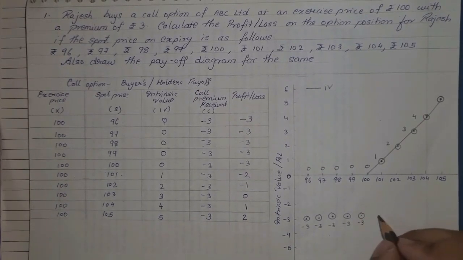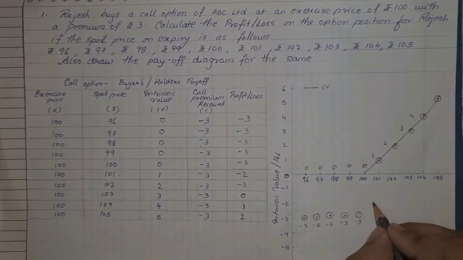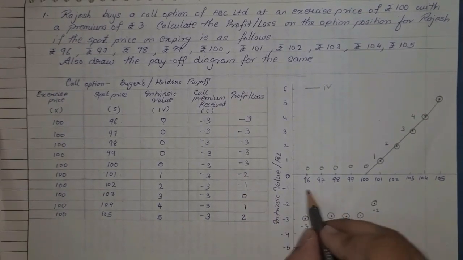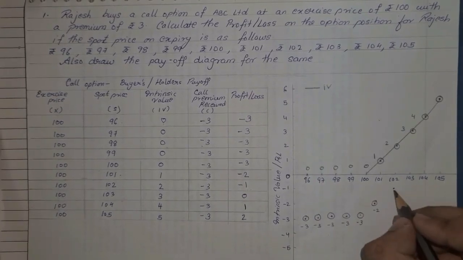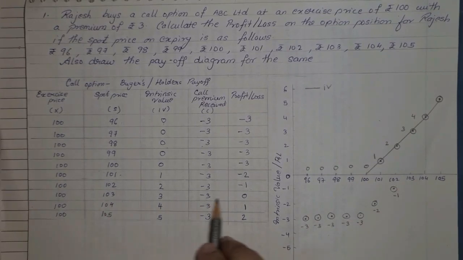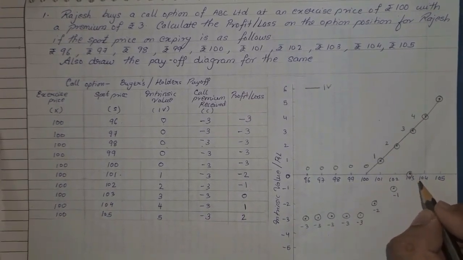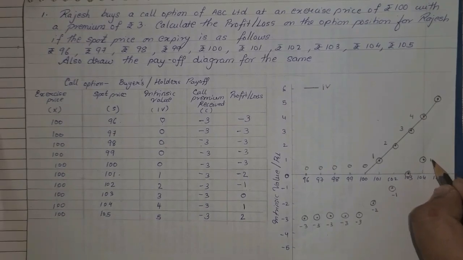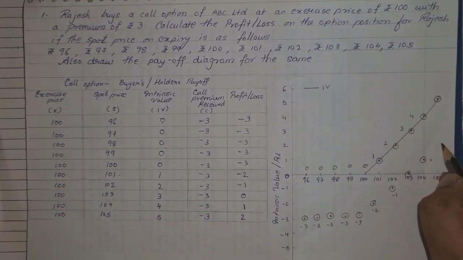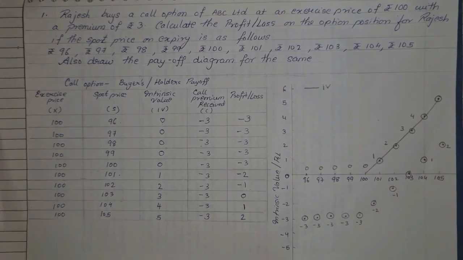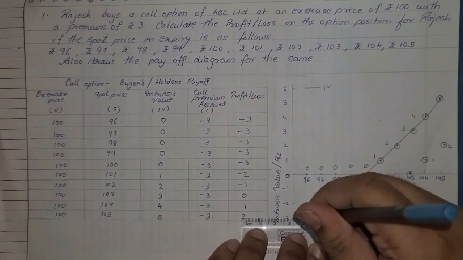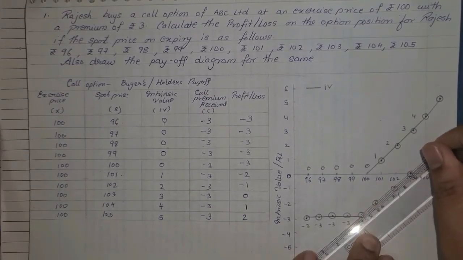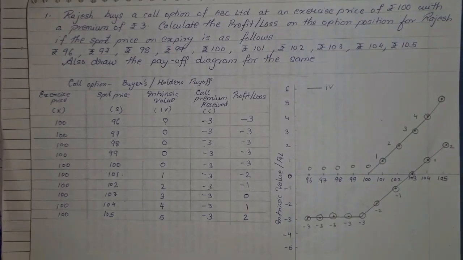Now, from 101, there has been an upward shift, that's negative 2. At 102, the loss is negative 1. Now, at 103, there is no loss, no profit, so it is at an equilibrium price. At 104, you are actually earning the first profit. And at 105, you're earning a profit of rupees 2. Now we'll just join these points. When you join it, you will see that there is a parallel line between the intrinsic value and the profit and loss.